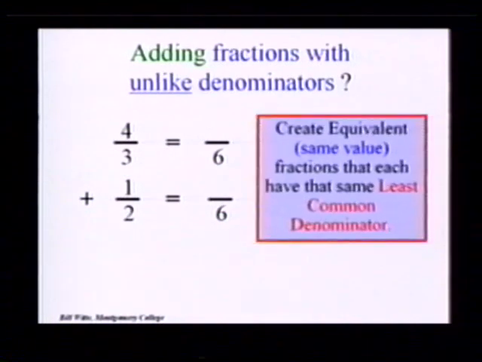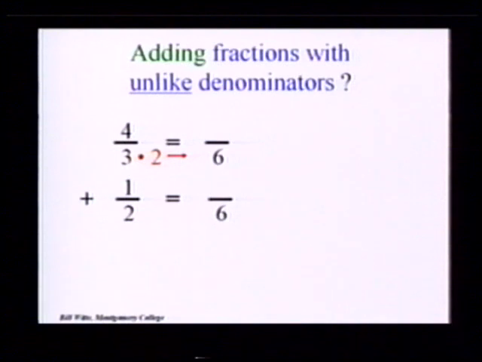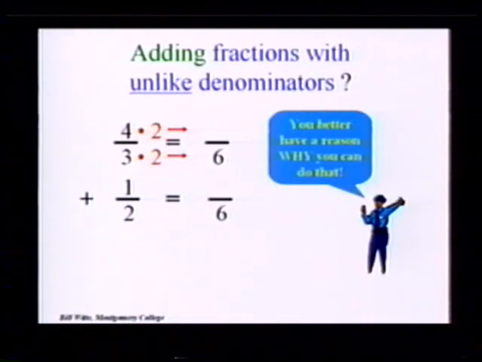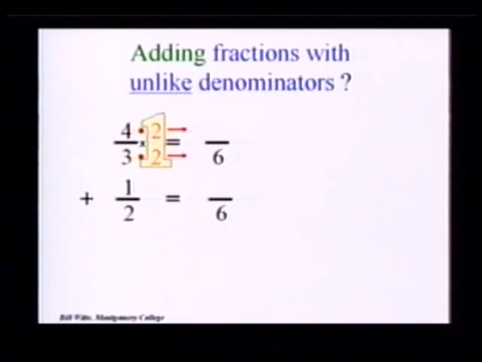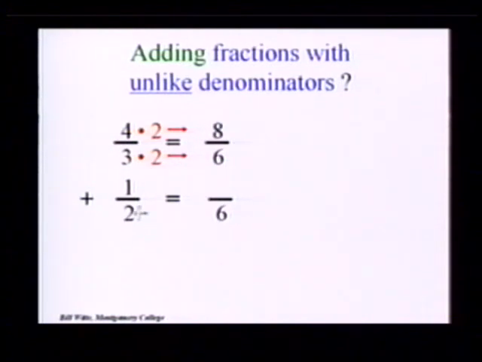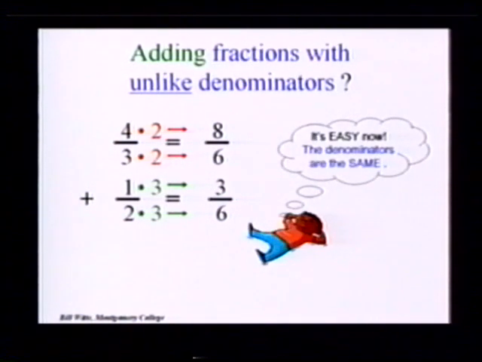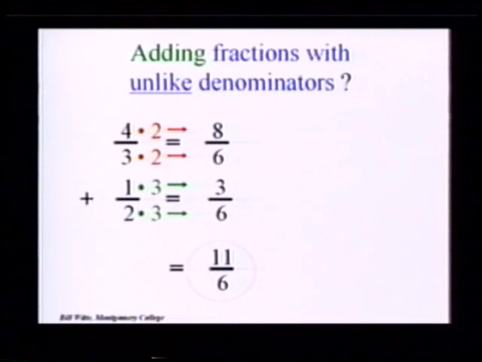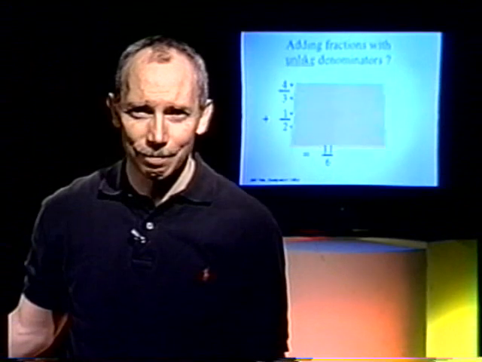Let's see. 3 times 2 is 6, so remember we had to multiply the top by the same number. The reason we could do that is because we were really multiplying by 1. So we got 8 here. 2 times 3 is 6, so 1 times 3. And then now we have 2 fractions with the same bottom. And we just add them up. That was easy.